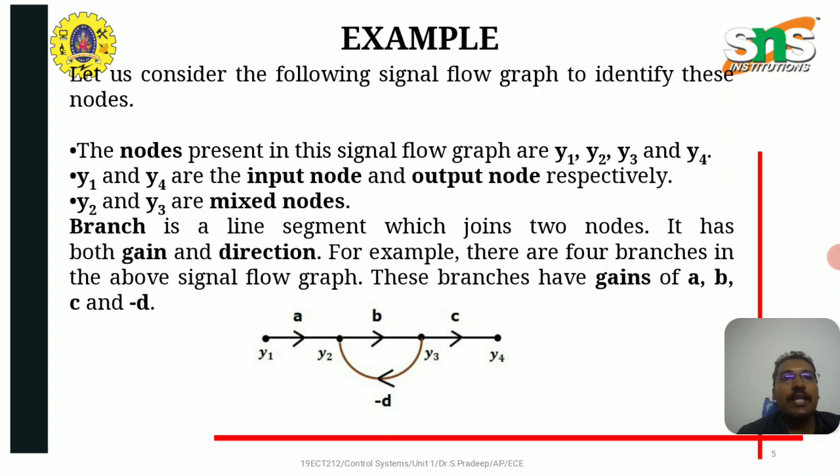A branch is a line segment which joins two nodes. It has both gain and direction. For example, there are four branches in the above signal flow graph. These branches have gains of a, b, c and minus d.